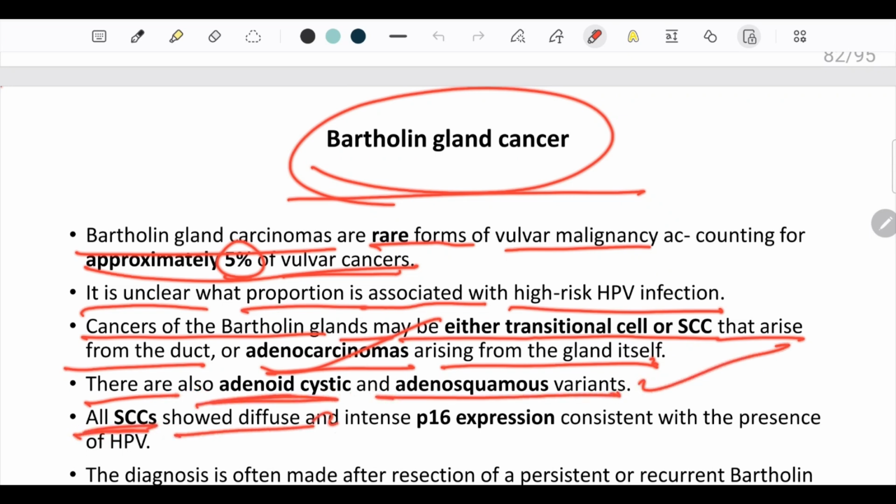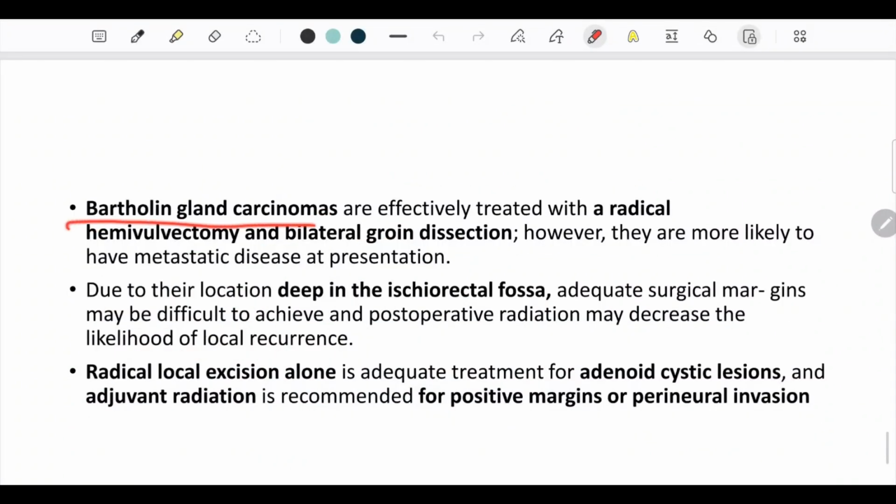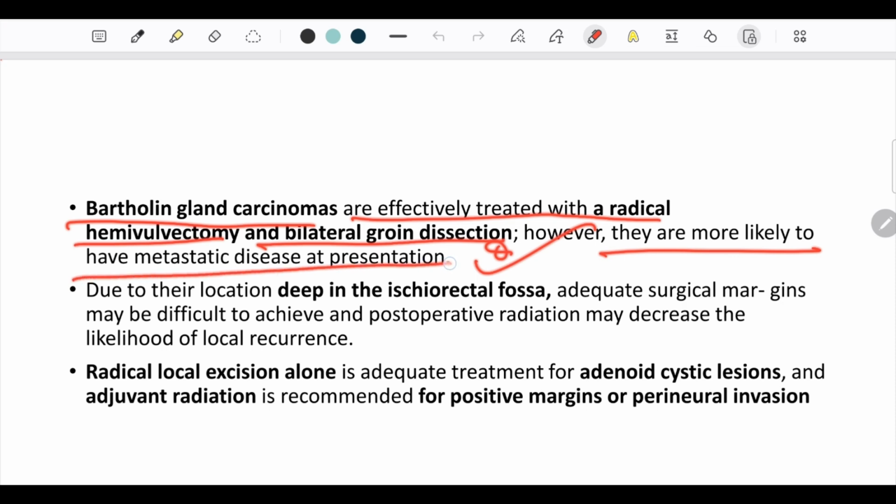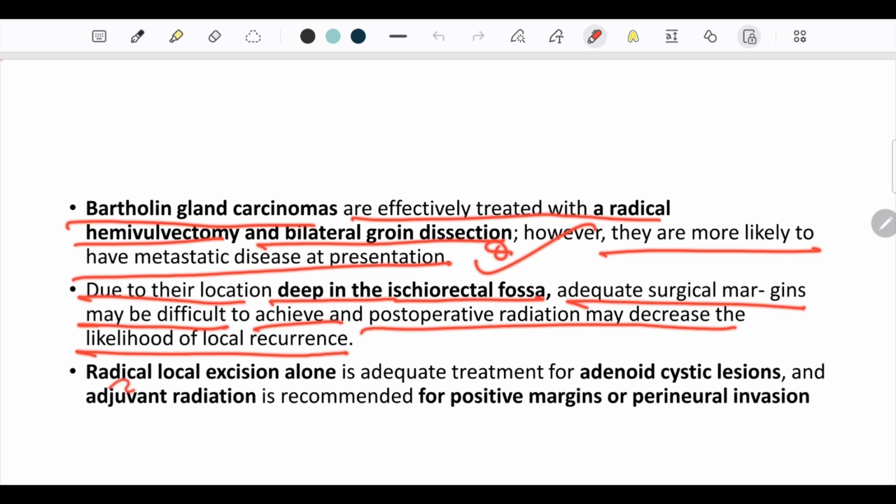All squamous cell carcinoma shows diffuse and intense P16 expression consistent with the presence of HPV. The diagnosis is often made after resection of a persistent or recurrent Bartholin cyst. Bartholin gland carcinomas are effectively treated with radical hemivulvectomy and bilateral groin dissection. However, they are more likely to have metastatic disease at presentation. Due to their location deep in the ischiorectal fossa, adequate surgical margin may be difficult to achieve, and postoperative radiation may decrease the likelihood of local recurrence.